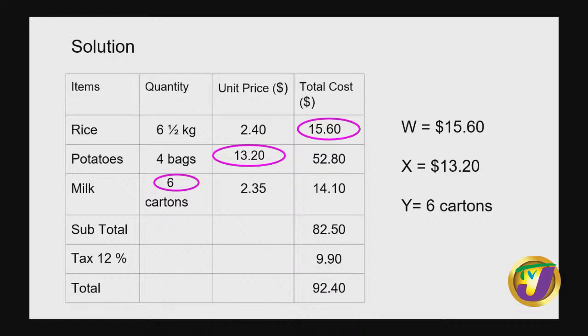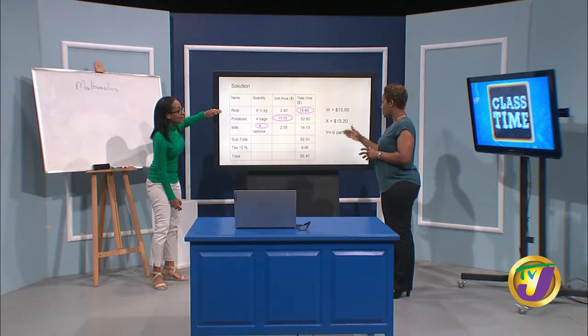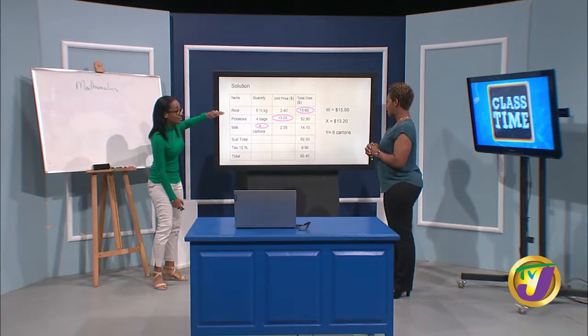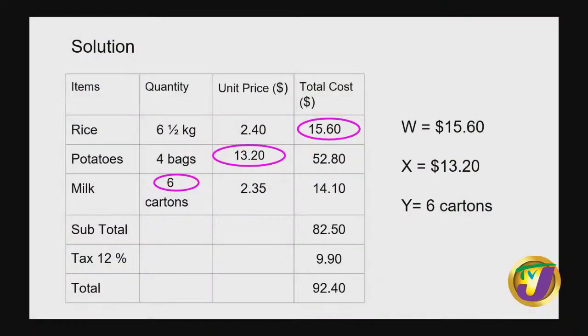He can check it to see if everything adds up. I remember we spoke about checking. So right here we have the figures. It adds up and we see if all things come up to $92. The rice, 40 cents, the potatoes, the milk, and then of course adding tax to the subtotal to get the total. And he can check if his tax is right, if 12% of $82.50 is $9.90. All right, it's really 12% tax I paid.